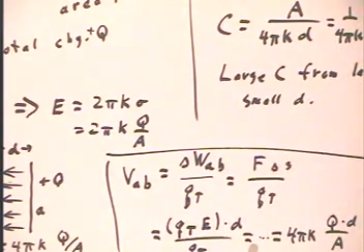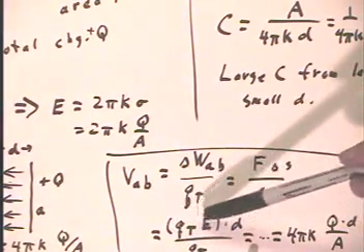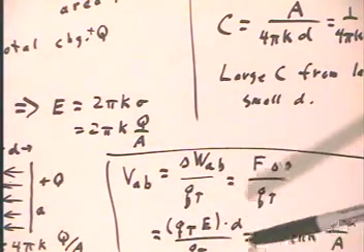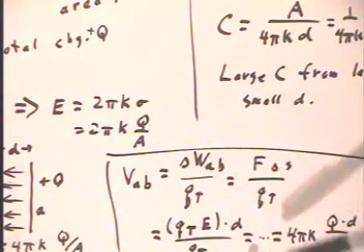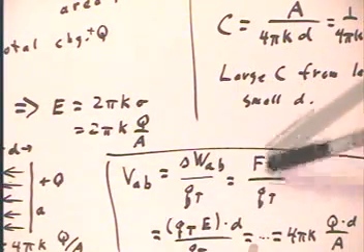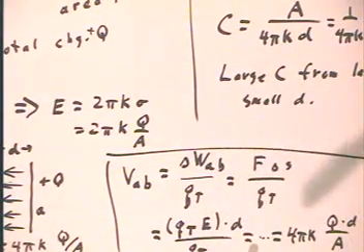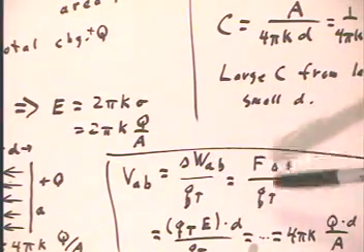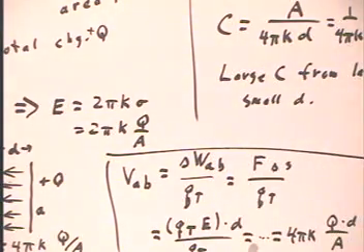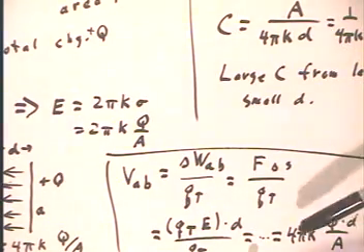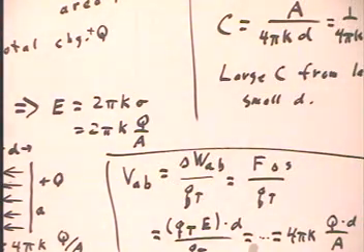F being the force on a test charge is going to be QT times the electric field times D. The delta S, of course, is just the distance D between the plates, so what we end up with when we simplify this is just 4 pi K times QD over A. And this is the voltage between the plates.